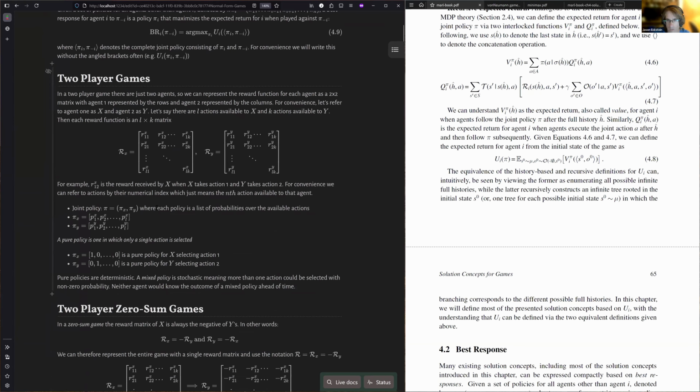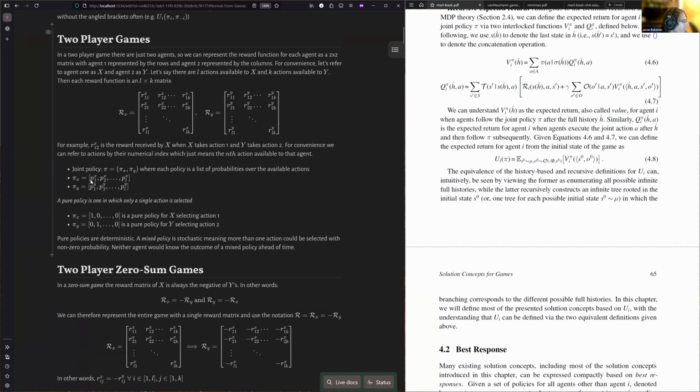Okay, so now when we talk about the joint policy, we just have the 2 different probability vectors, right? So we're going to have all the different probabilities for x and y, and the joint policy will be the set of both of these together. And we can also talk about something like a pure policy, and that would be one where you can only select one action. Like if we set this at 1 and all zeros, this means that x is going to select action 1 with 100% probability, whereas this would mean action 2 with 100% probability.